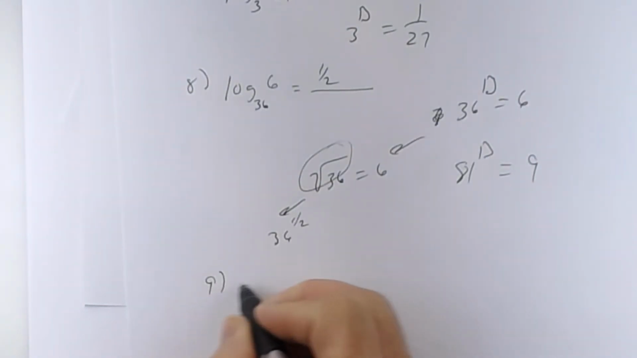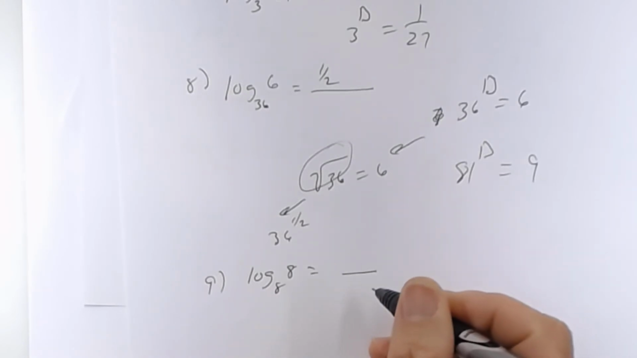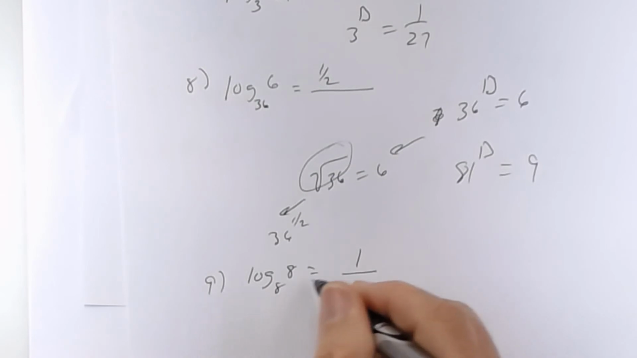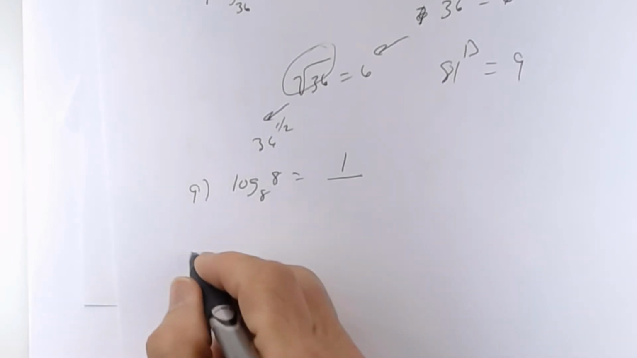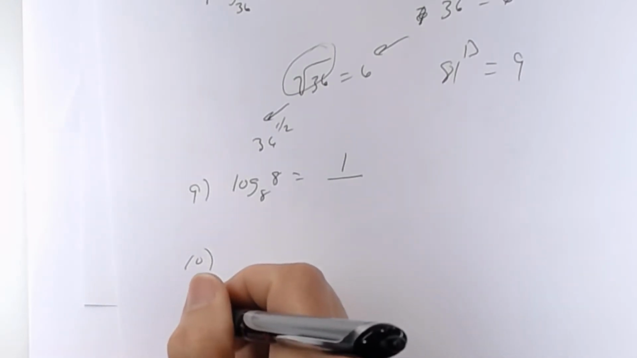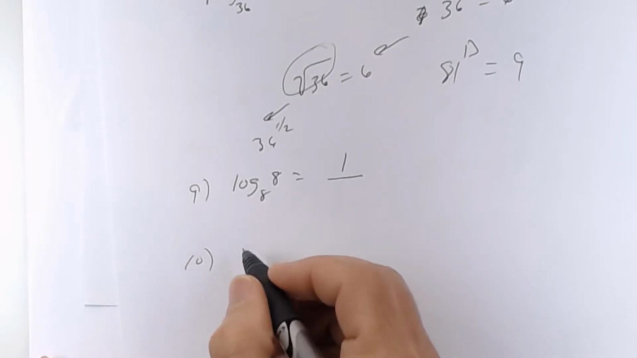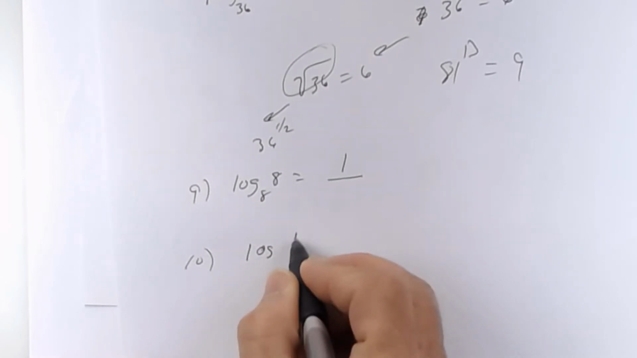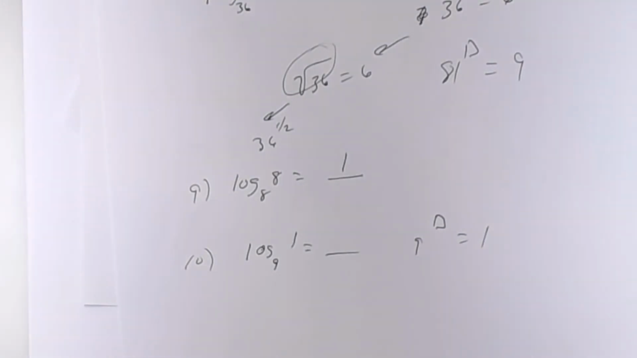Number 9, log of 8 base 8. Now all of you better get that one. 1. 8 to the first power is itself. Number 10, all of you better get this one. 0. She's right, because look, log of 1 base 9 means 9 to what power is 1? 0. Remember, any number raised to 0 power is 1.